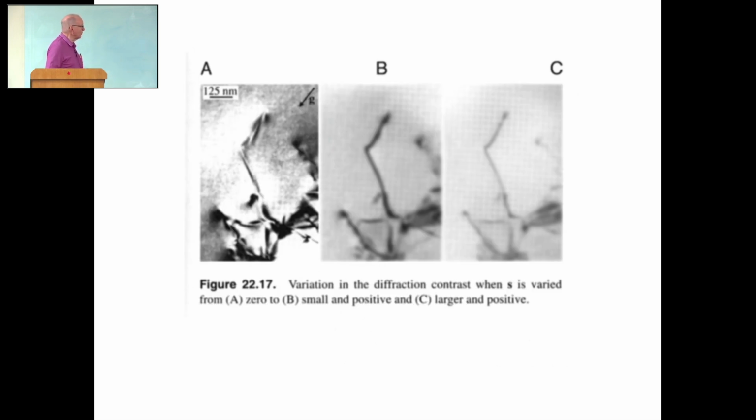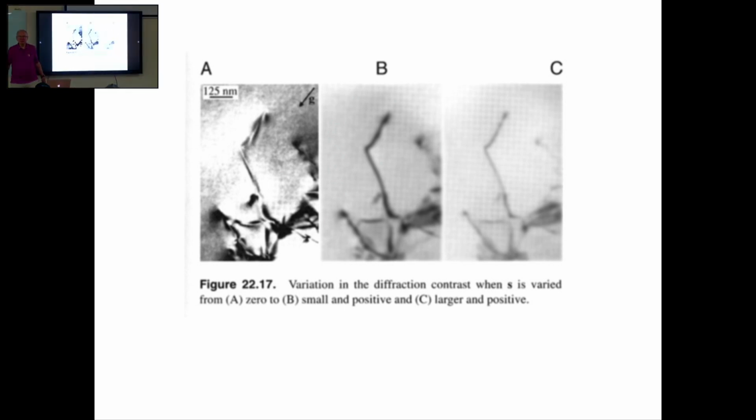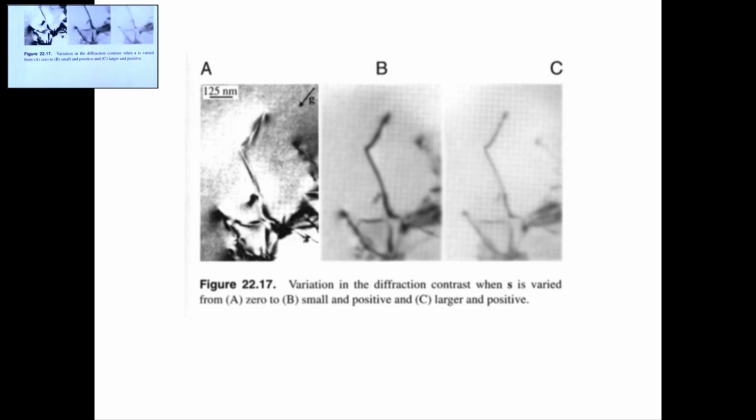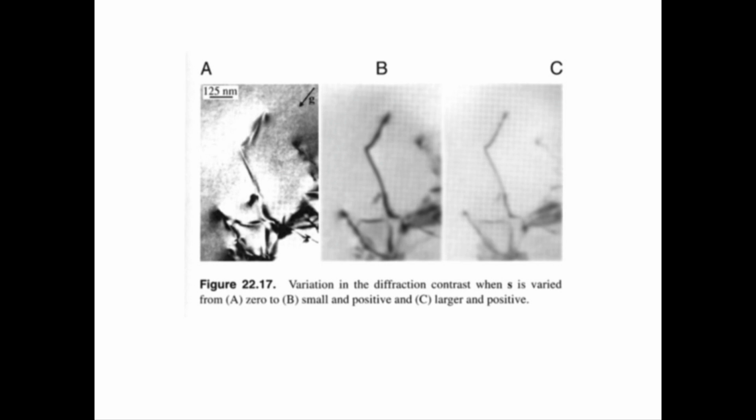We talked about this. As S is varied, we lose information, and there's more dynamical scattering over here, and you now know why. We talked about it, right? Our dear Bloch waves are interacting, and we lose Bloch wave 1 as we go to thicker samples, or if we actually deviate from Bragg.